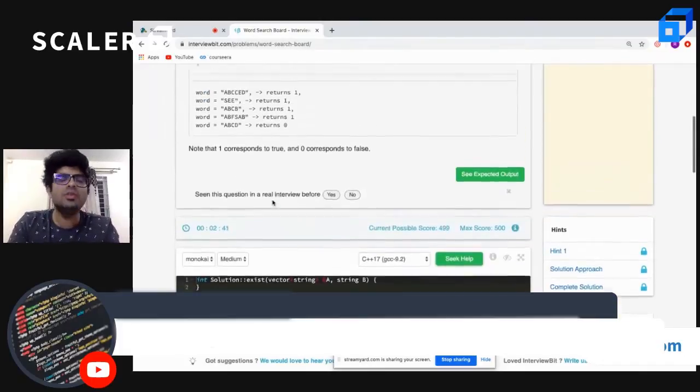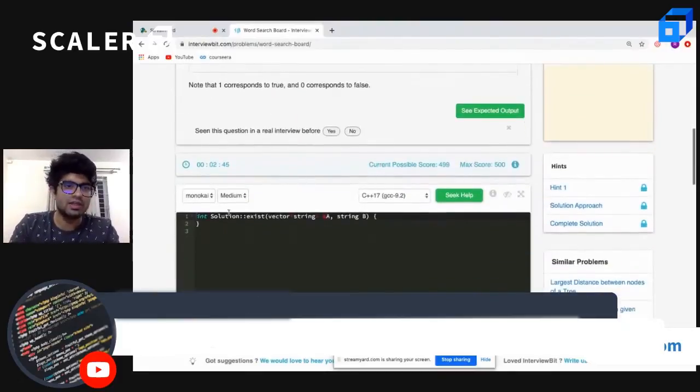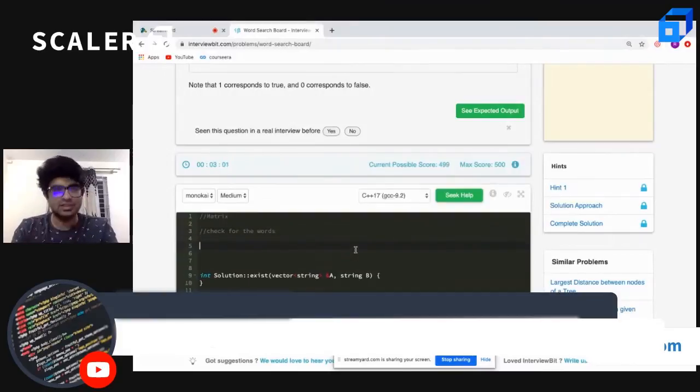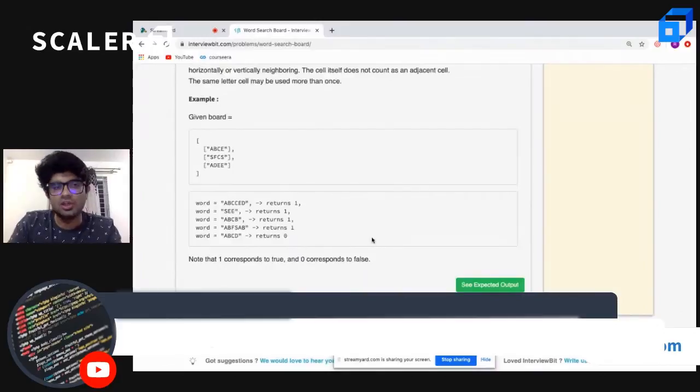So what can we do to solve this question? What is the basic thing that comes to our mind? What has been given to us? We have been given a matrix, and we need to check for the words. These are the things that we need to do. So which sort of technique do I need to apply to check that? One thing is coming to my mind.